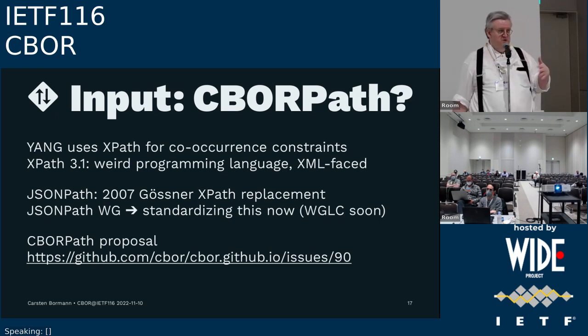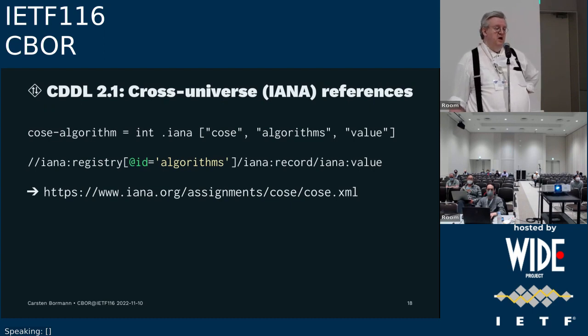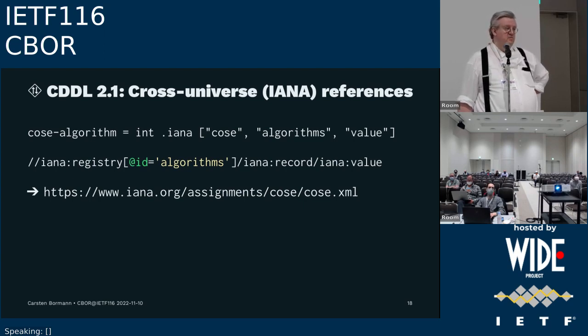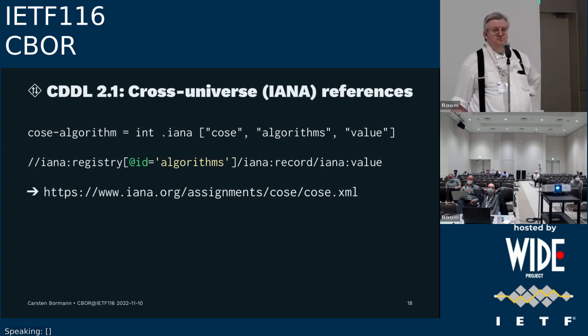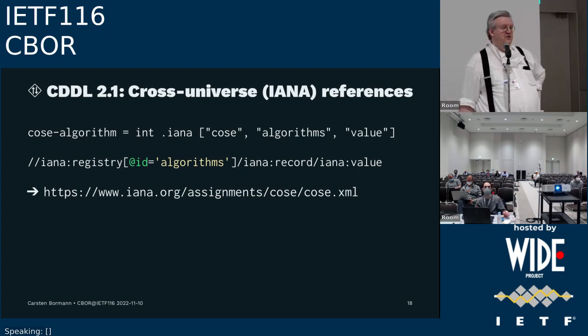So my assumption is that we will do something like a CBOR path in the context of the CDDL 2.5 co-occurrence constraint activity. And finally, a few steps between 2.0 and 2.5 might be cross-universe references, for instance, pointing to an IANA registry and saying COSE algorithm is the set of all integers that are in the value column of the algorithms subregistry of the COSE registry. So yeah, maybe we should write SQL there. I don't know. Right now we would have to write this in XPath, but IANA is telling us that this is not a stable interface. So maybe by the time we do this, we will have a stable interface. They told me they want to solve this in 2023.